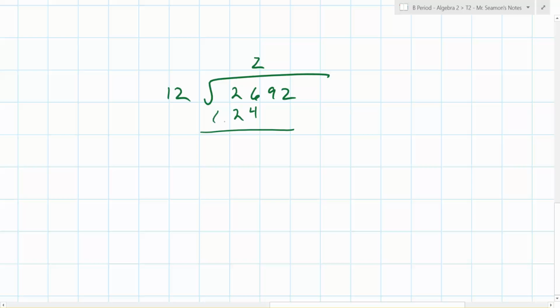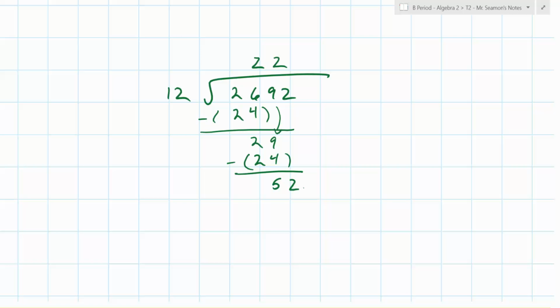We subtract. And remember how I like you to put in those parentheses? Not minus signs on both sides. What's left? 2. Drop down what, Meg? 9. 12 goes into 29 how many times? 2. So 2 times 12 is 24. We end up with, the subtraction is 5. 12 goes into 52 how many times?